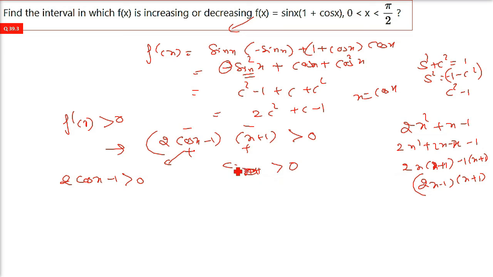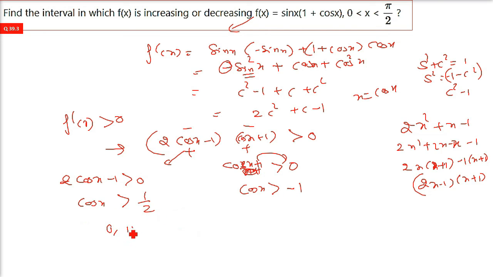This x is actually cos x, so let me replace it by cos x. So cos x plus 1 is greater than 0. From here you get cos x is greater than half, and here you will get cos x should be greater than minus 1, because it is cos x plus 1 greater than 0. So cos x is greater than half.